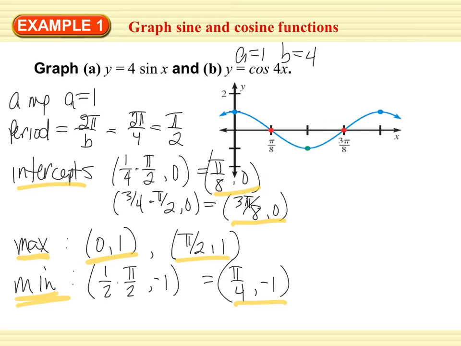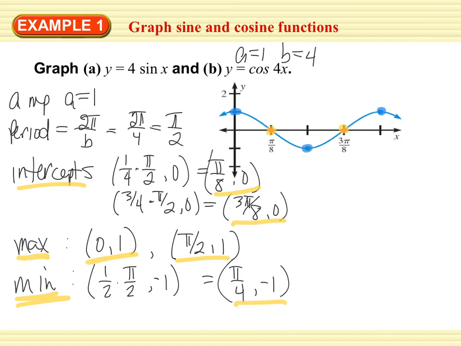Silly me. So if we take these and graph them, my first intercept is pi over 8, 0. My second intercept is 3 pi over 8. Then I've got a minimum and 2 maximums.